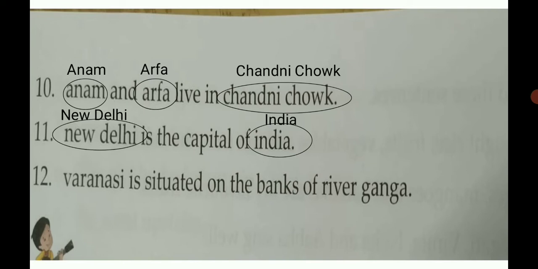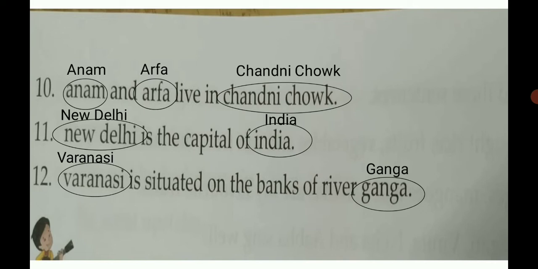Next is: Varanasi is situated on the bank of river Ganga. So how many changes are there? Two changes. Which are they? Varanasi and Ganga. So we will put V and G of Ganga in capital form. So this is our first exercise.